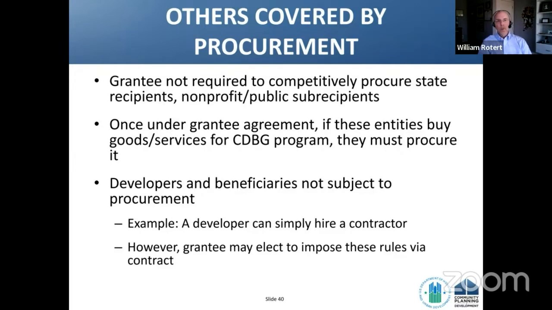Others that are covered by procurement. A grantee is not required to competitively procure state recipients, nonprofit public subrecipients. In other words, when you are awarding funds as a state to a sub-state grantee, you have to have what's called a method of distribution, but you don't have to award those funds on a strict competitive federal procurement basis. Now, once under a grant agreement, if these entities buy goods or services for their CDBG program, they must procure in accordance with federal requirements.